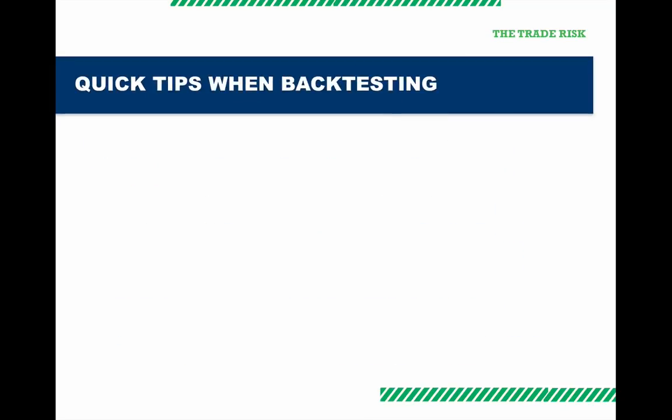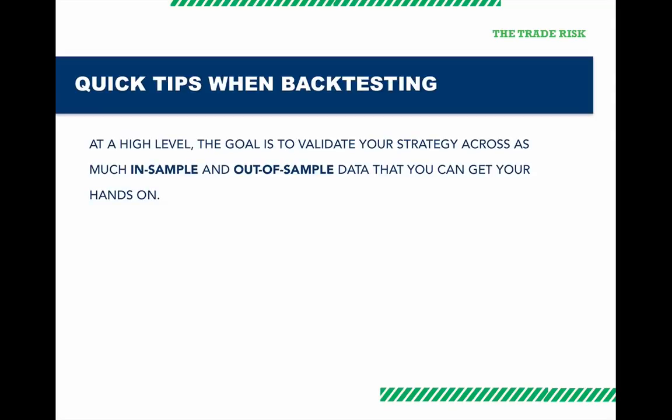So that's kind of a mouthful here. Here's my simplified version, and then some quick tips. At a high level, the goal is to validate our trading strategy across as much in-sample and out-of-sample data as we can get our hands on. Essentially, we want to take those 5 rules that we came up with, and go over as many charts as we can get our hands on that we can apply that rule set to, and we want to just document, did we make money?